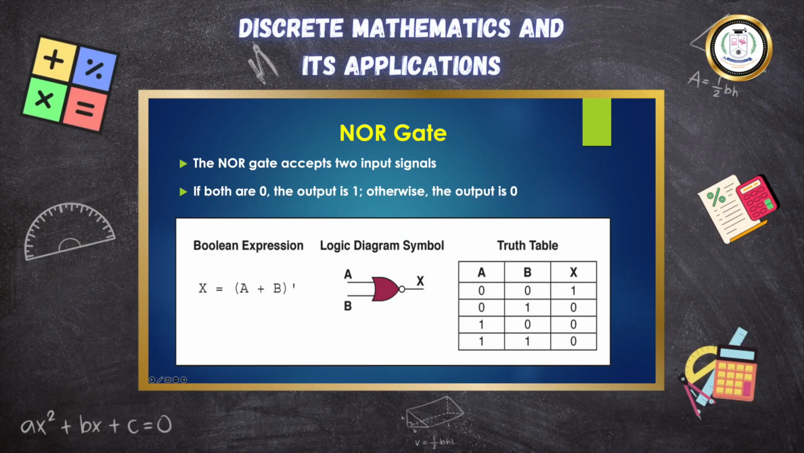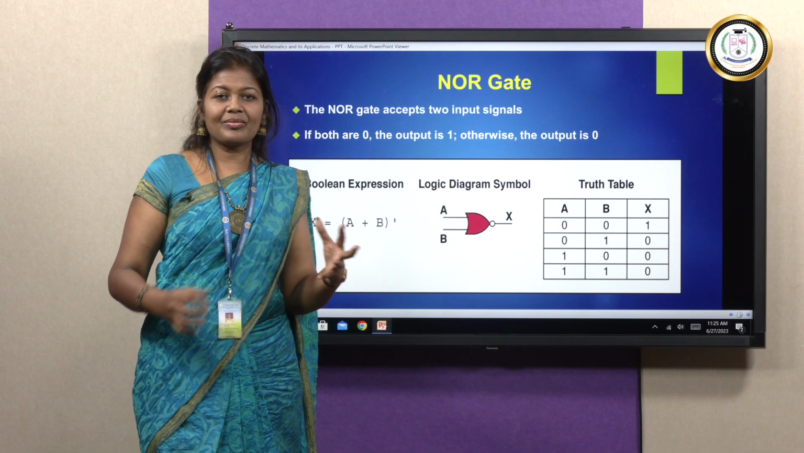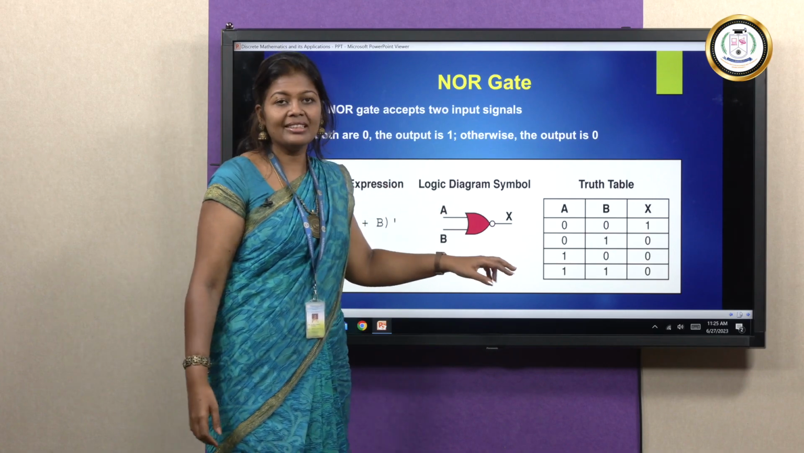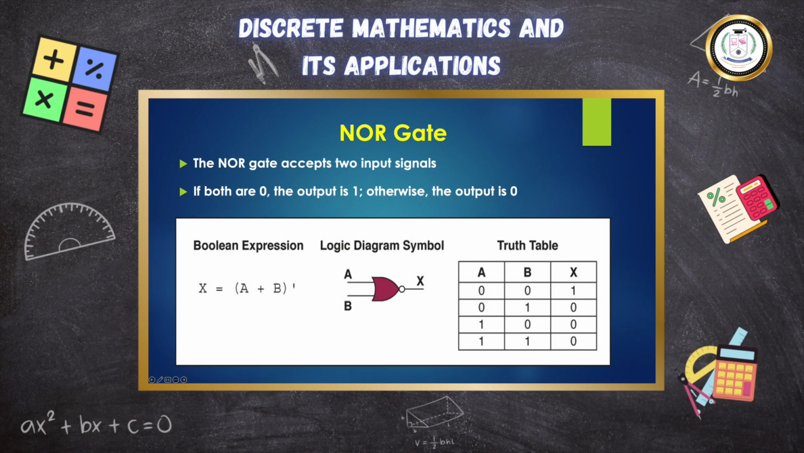And then we have the NOR gate. The NOR gate is NOT of OR. So you know how the OR gate behaves. This is simply NOT of that. And that's the truth table. And this is the symbol used.